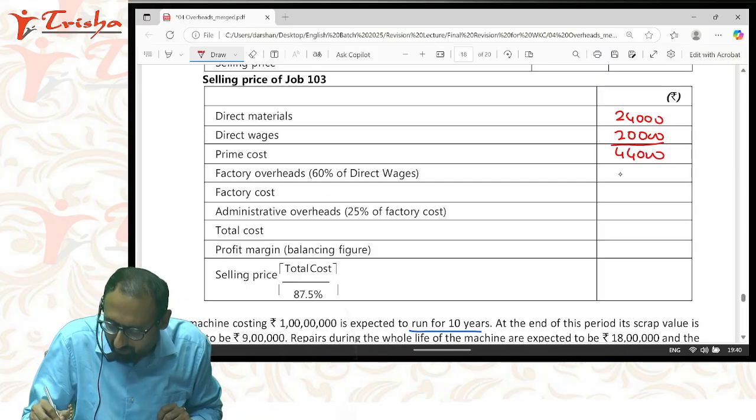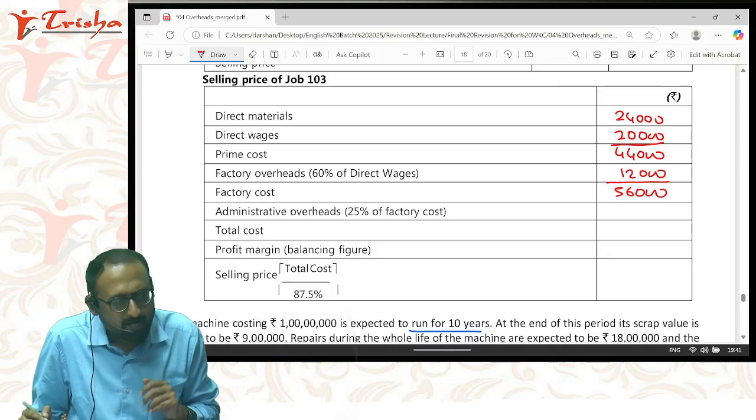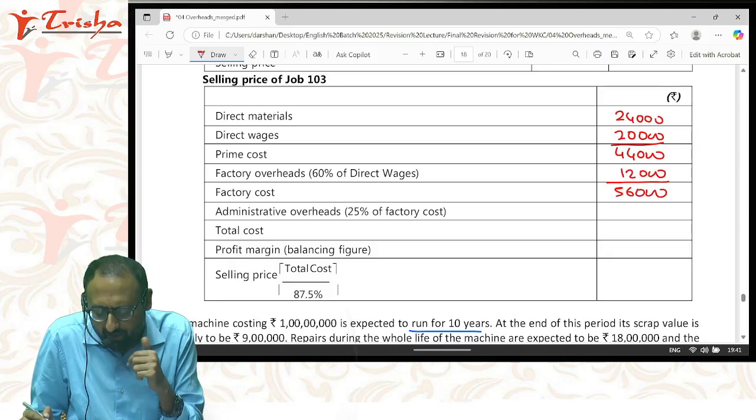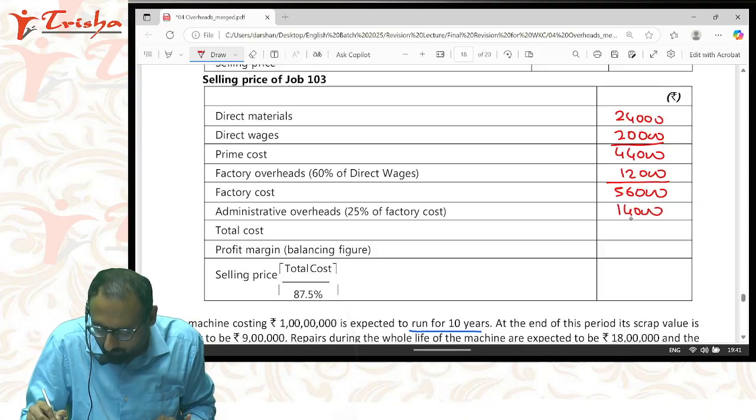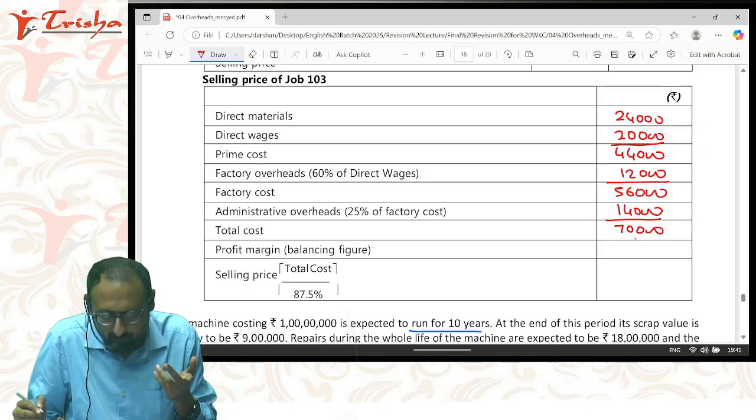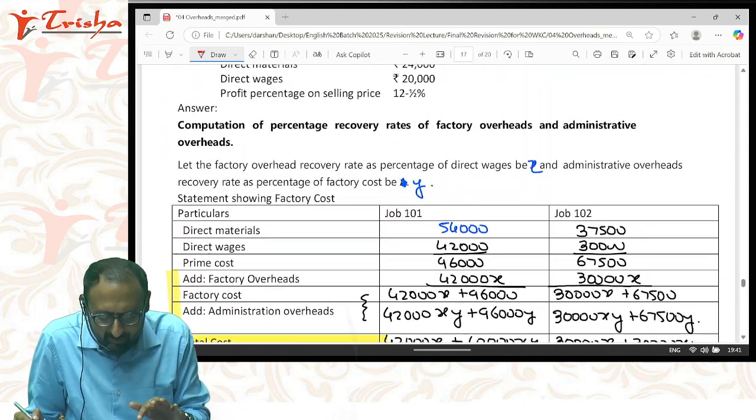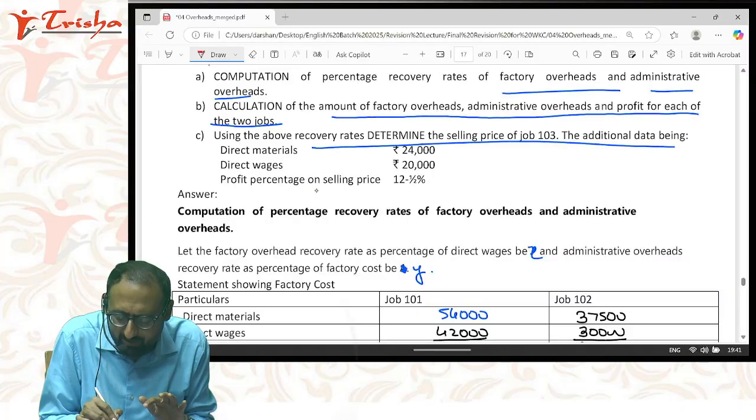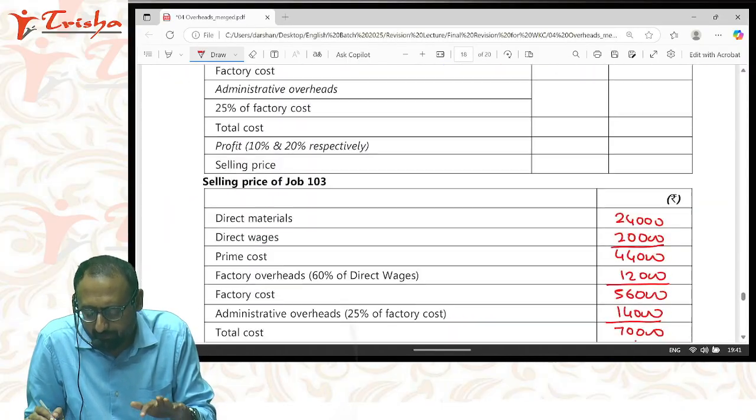Now factory overhead, we have already calculated the rate as 60% of the direct wages. 60% into 20,000, is it 12,000? Your factory cost will be 56,000. Administration overhead, we have calculated 25% of the factory cost, so 14,000. Total cost will be, is it 70,000? Read the question. In the question, profit percentage is given. Profit percentage on selling price is 12.5%.